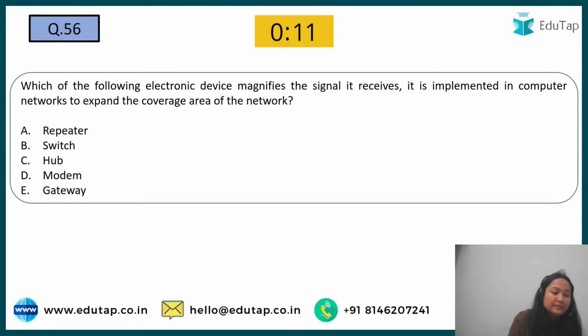All right, now which of the following electronic devices magnifies the signal it receives and is implemented in a computer network to expand the coverage area of the network? Is it repeater? Is it switch? Is it hub? Is it modem? Is it gateway? So simply you will have to tell me which of the following devices will boost your signal. That is why the other name of this device is signal booster. I am not getting the answer, students.